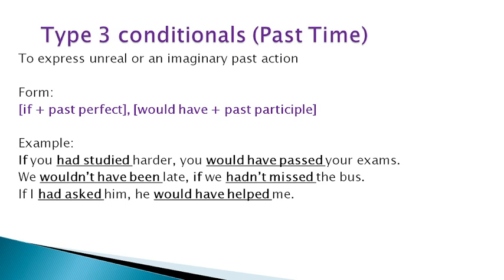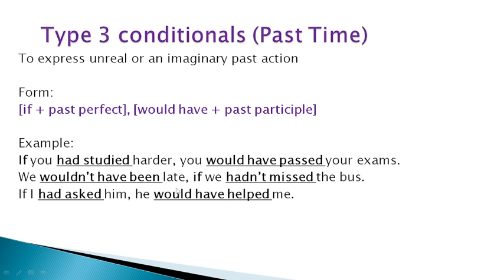So what is the structure for type 3 conditionals? If plus past perfect, and would have plus past participle. If you had studied harder, you would have passed your examinations. Look at here, had studied refers to the past perfect. If you had studied harder, you'd have passed. So past perfect and would have plus past participle. This is how you can use type 3.